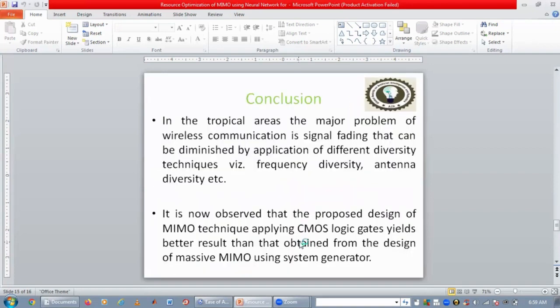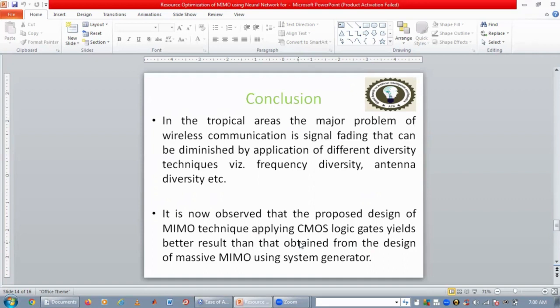Conclusion. In the tropical areas, the major problem of wireless communication is signal fading, which can be diminished by application of different diversity techniques, that is frequency diversity, antenna diversity, etc. The massive MIMO technique has been considered an antenna diversity technique. It can be used to mitigate signal fading in the tropical areas.